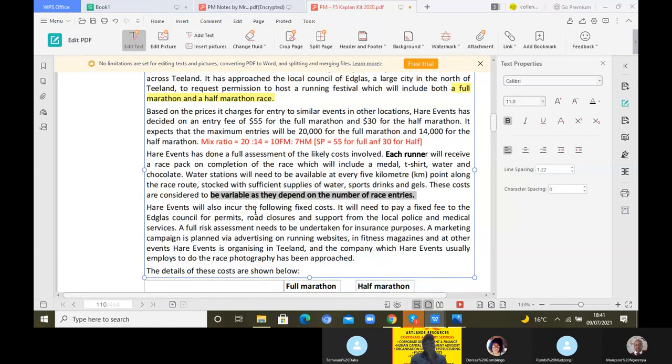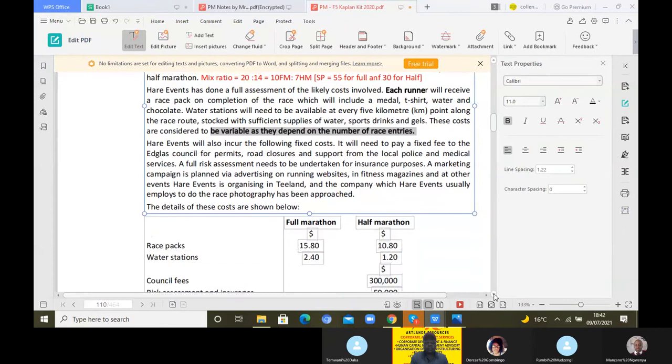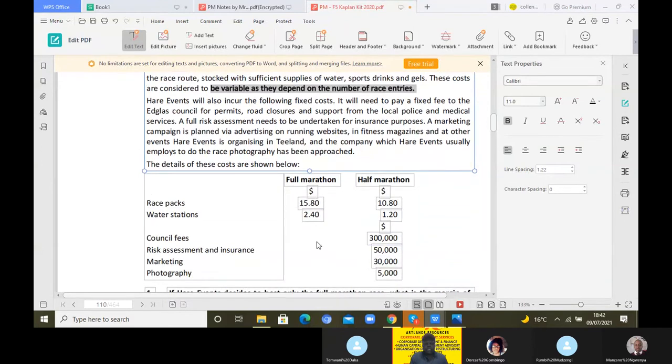Then, Air Events will incur the following fixed costs. It will need to pay a fixed fee to the Ageless Council for permits, road closures, and support from the local police and medical services. A full risk assessment needs to be undertaken for insurance purposes. A marketing campaign will be planned via advertising on running websites, in fitness magazines, and other events Air Events is organizing in Thailand. The company which Air Events usually employs to do the race photography has been approached. Details of these costs are as follows. So council fees, risk assessment and insurance, marketing and photography are fixed costs.